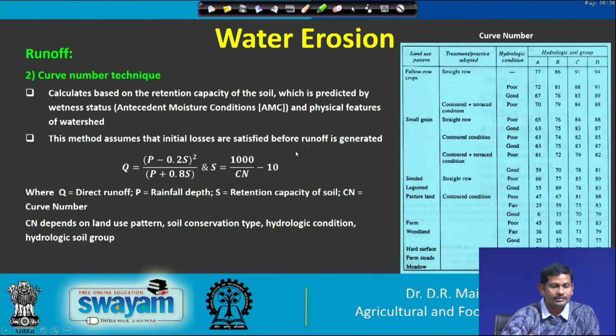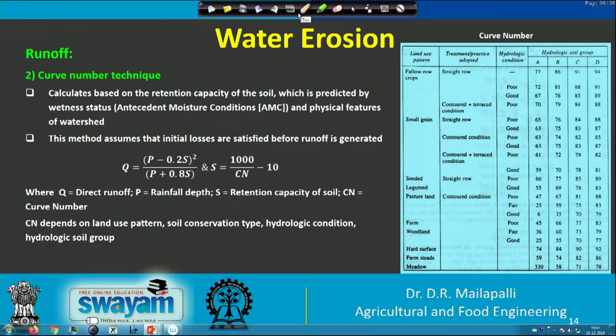Next is the curve number technique. This is a very important and the most used technique to estimate the runoff from a watershed. It calculates based on the retention capacity of the soil, which is predicted by the wetness status, antecedent moisture content and physical features of the watershed. When the soil is wet versus dry, runoff takes place differently; that is antecedent moisture content. This method assumes that initial losses are satisfied before runoff is generated. That is the main assumption.